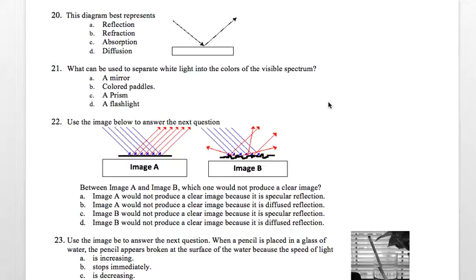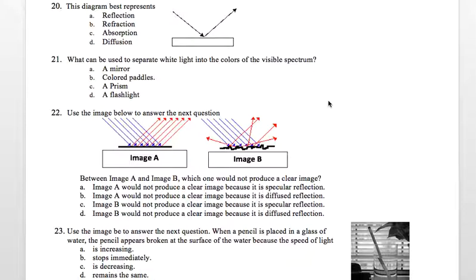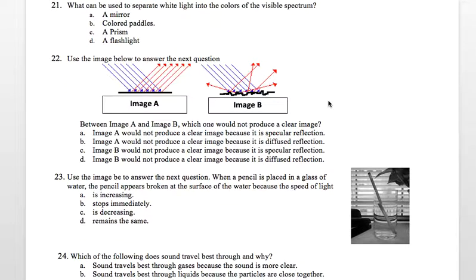Number 21, what can be used to separate white light into the colors of the visible spectrum? A, a mirror, B, colored paddles, C, a prism, or D, a flashlight. Number 22, use the image below to answer the next question. Between image A and image B, which one would not produce a clear image?